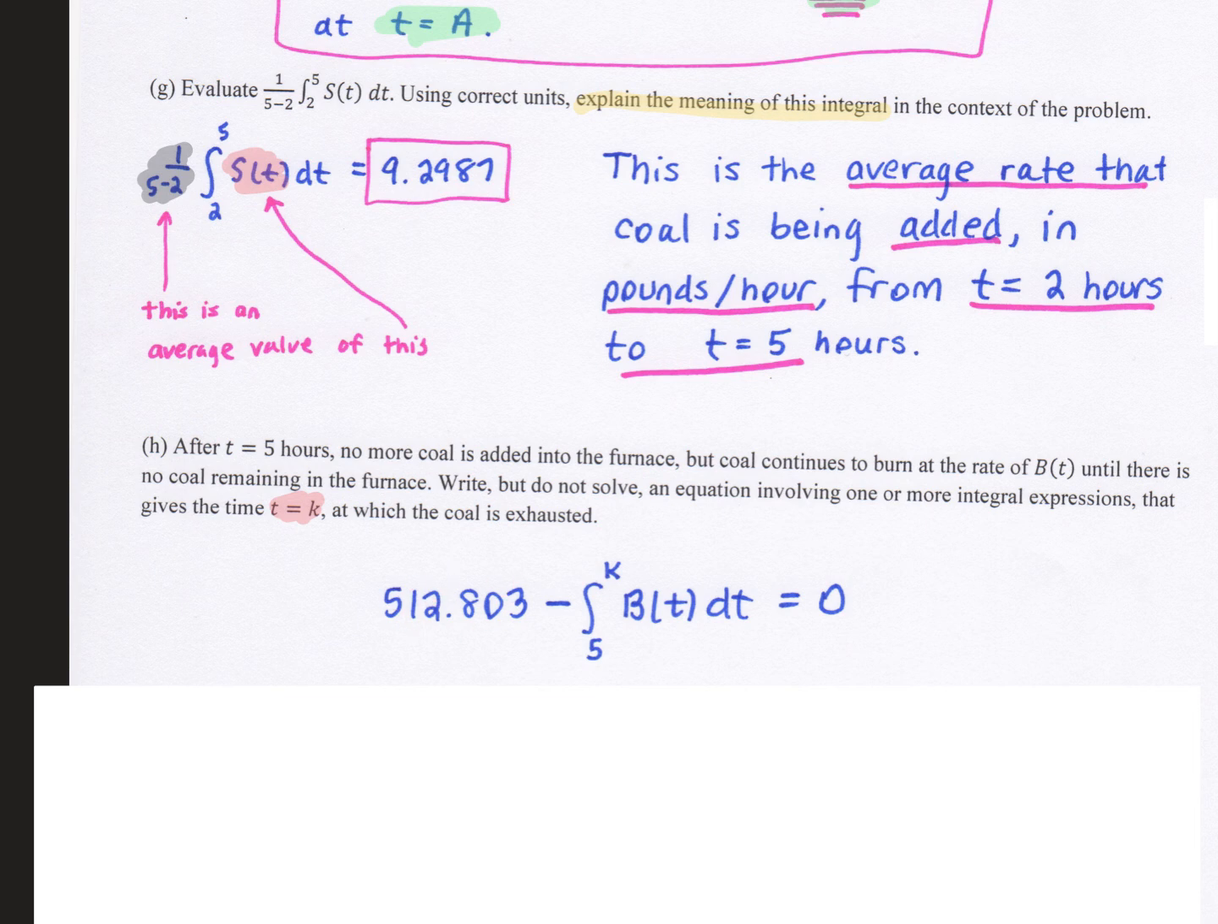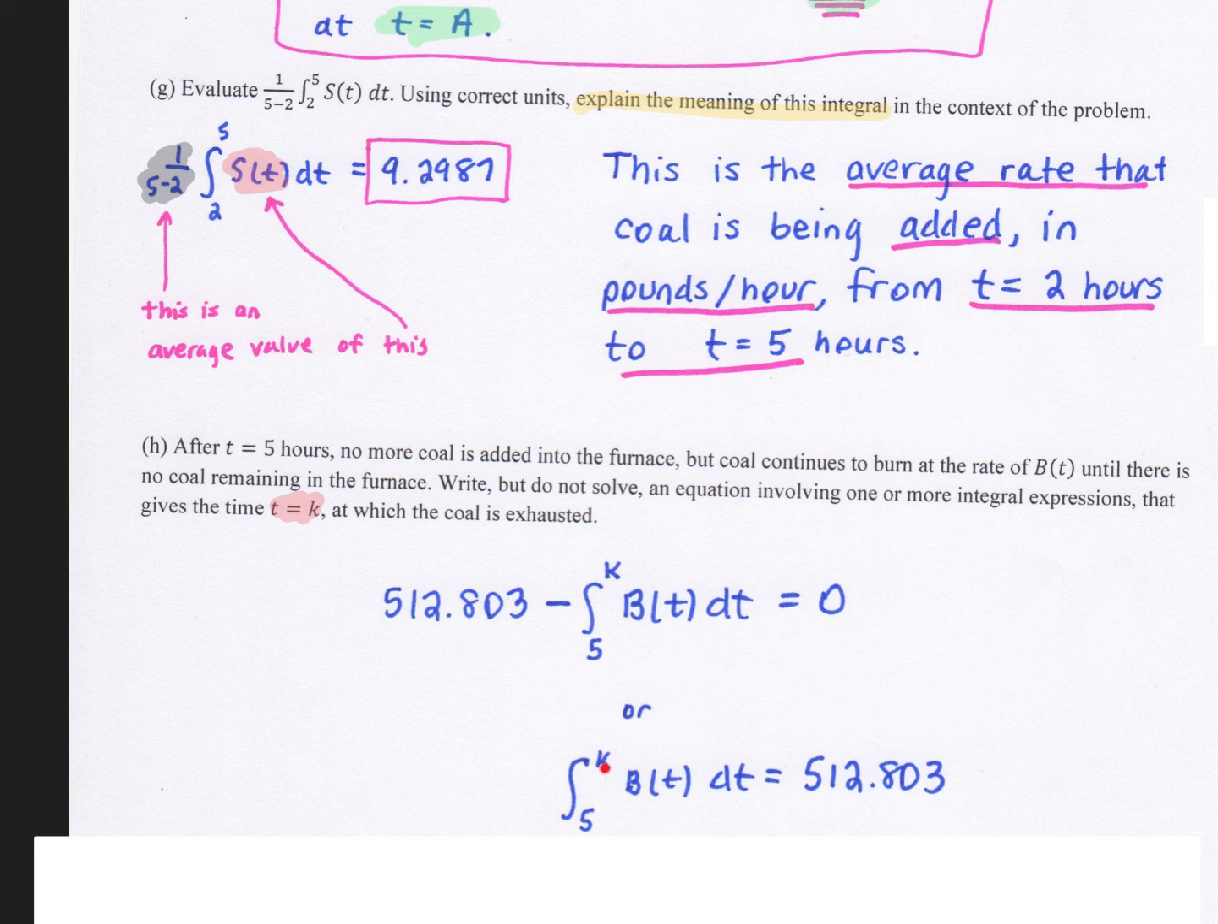I just imported that answer from part B. And then my removal rate is going to continue from 5 until sometime k until I have 0 amount of coal left. An alternate way of doing this is like this, and you could just imagine that integral being moved to the other side. So you want this removal process to keep going from 5 until k until I hit that 512.803 pounds.